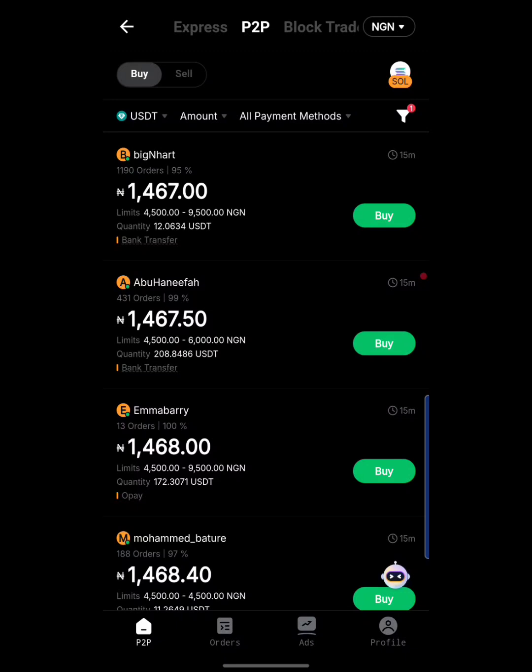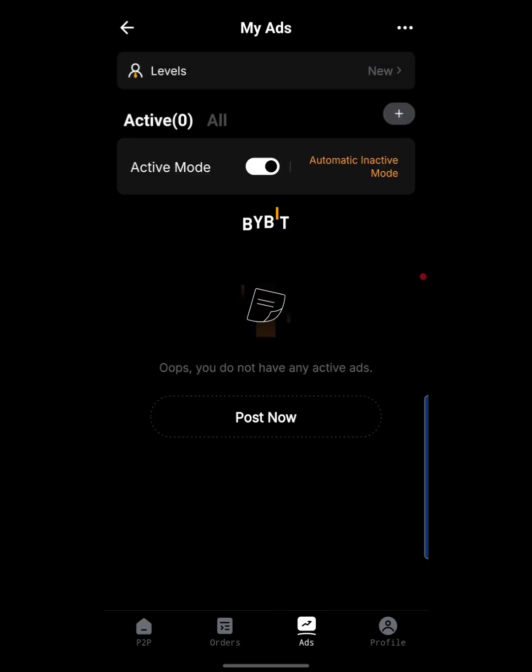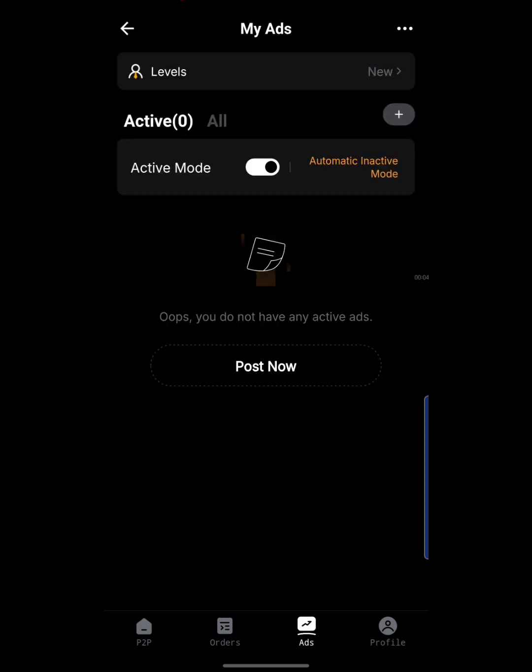When that money is available, the next step would be coming over to the P2P section, just like I've done a while ago, and then down below here that says ads, you just simply hit on ads, guys. It's going to load up. Here we are, guys. While you are here, you can simply hit on this plus sign right here, or you can also hit on the post now button down below here. So I'm going to hit on post now right here, guys.